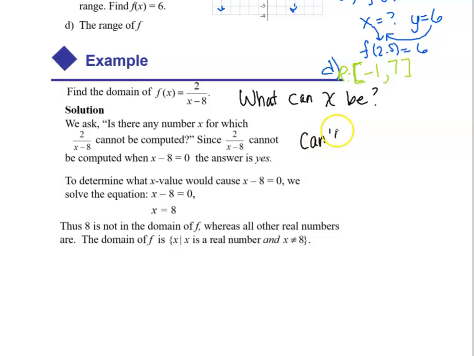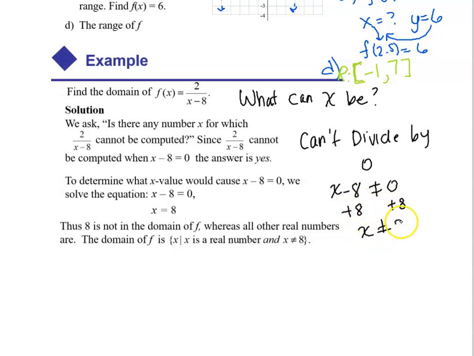you can't divide by 0. So that means x minus 8 cannot be equal to 0, because that would force us to divide by 0. When you solve this, you add 8 to both sides. So x cannot be equal to 8. It can be anything else, but not 8, because 8 minus 8 forces this to be 0.